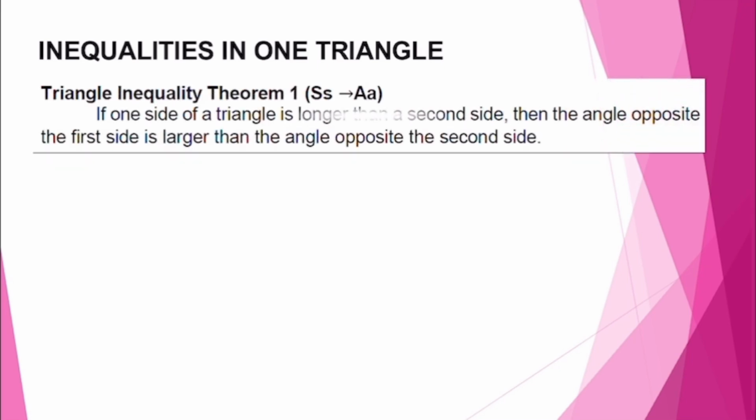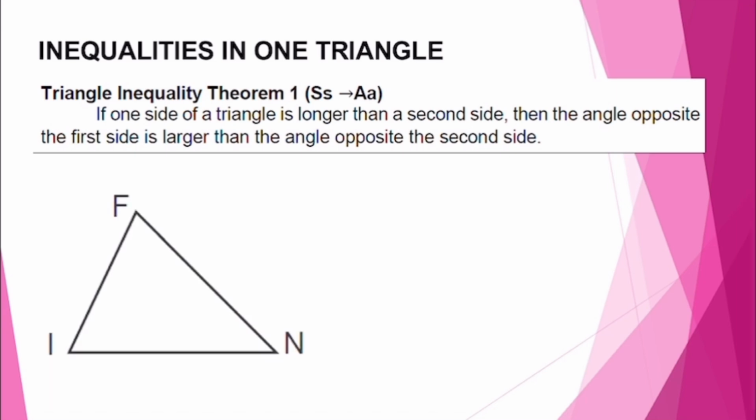We have triangle inequality theorem 1. If one side of a triangle is longer than a second side, then the angle opposite the first side is larger than the angle opposite the second side. Looking at triangle FIN on the slide, triangle FIN has three sides, namely line segment FI, line segment FN, and line segment IN, and three angles: angle F, angle I, and angle N.